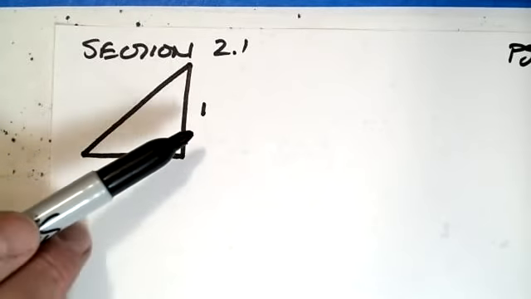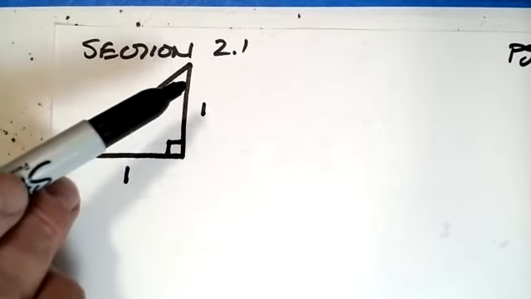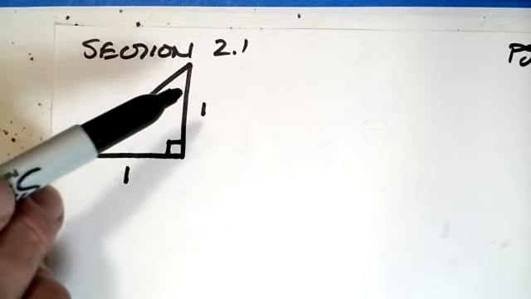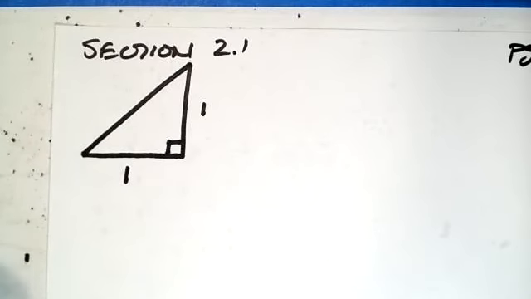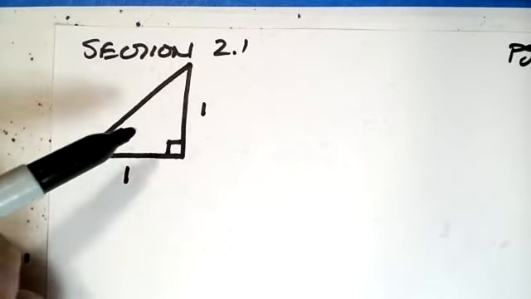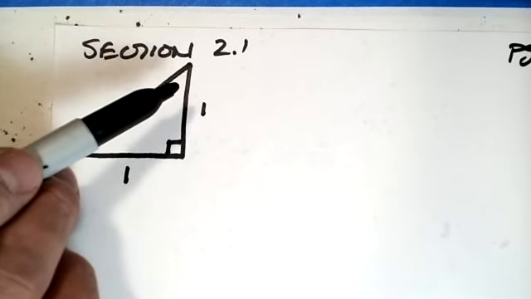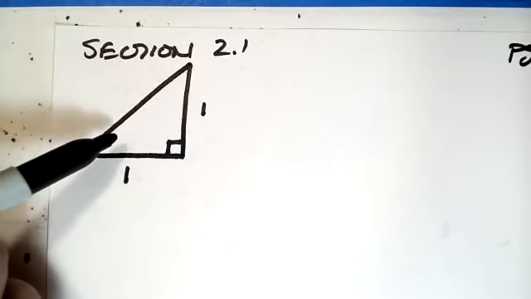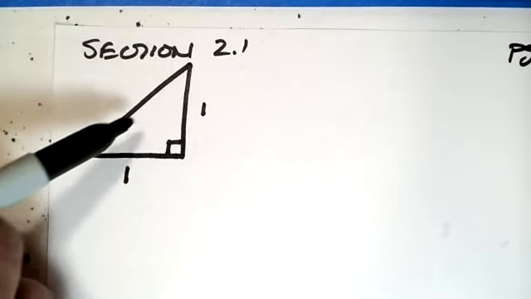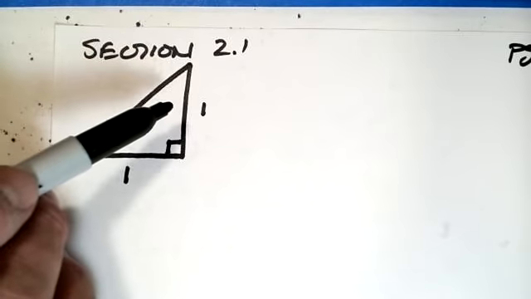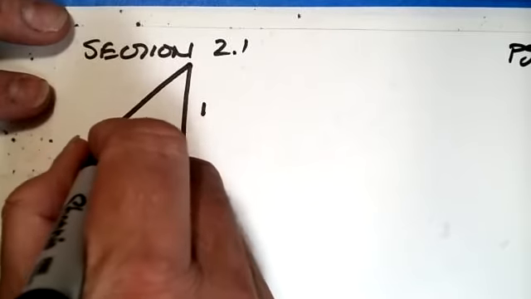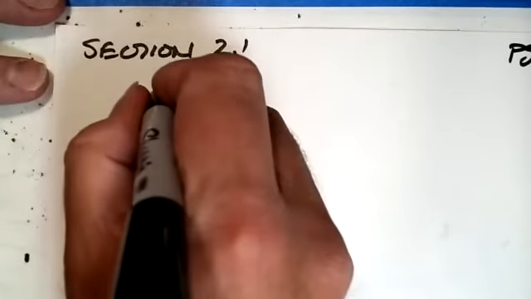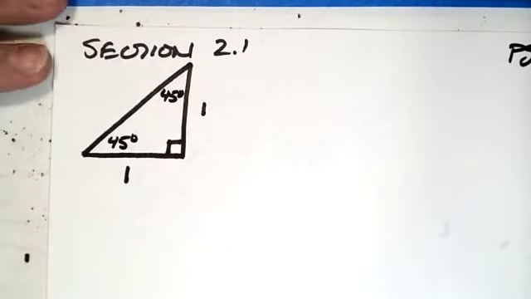Now, by the base angle theorem, that means that these two angles, the base angles, are congruent. And because they're congruent, they're equal. So something times 2 plus 90 is equal to 180. So these two are equal to 90, and they're both equal to each other, so these must be 45 degrees. Okay, and they're both equal to 45.